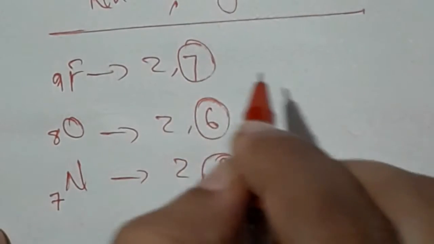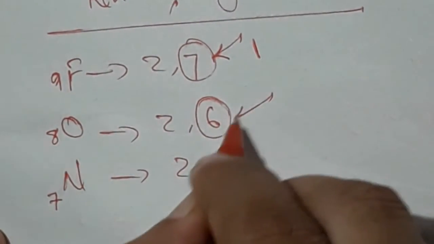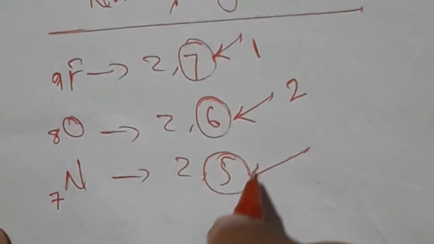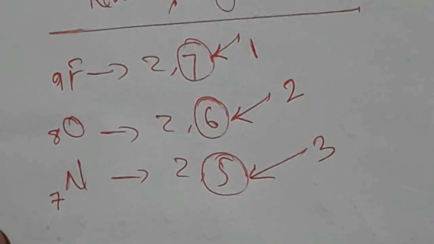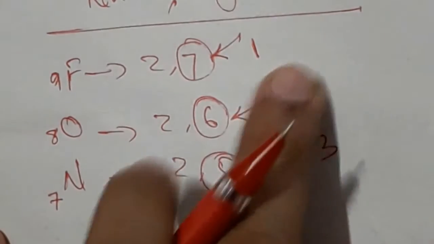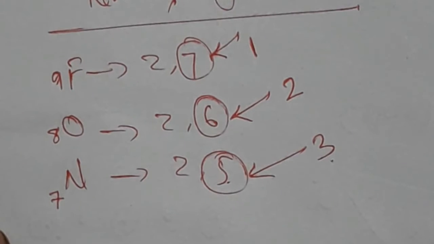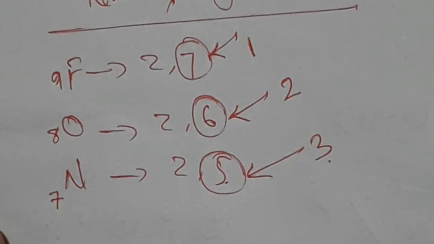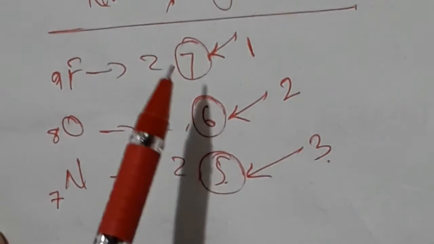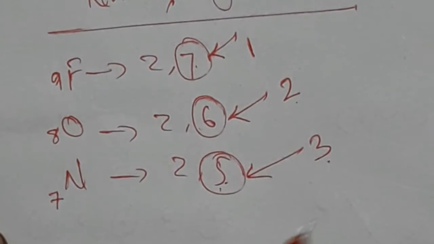Look here: atoms with outer shell 7 receive 1 more electron, outer shell 6 receive 2 more, outer shell 5 receive 3 more. You understand? So all of these try to make 8. 7 plus 1 is 8, 6 plus 2 is 8, 5 plus 3 is 8. They try to complete the outer shell with 8 electrons. To get a complete octet, all these elements receive electrons: 7 receives 1, 6 receives 2, 5 receives 3.